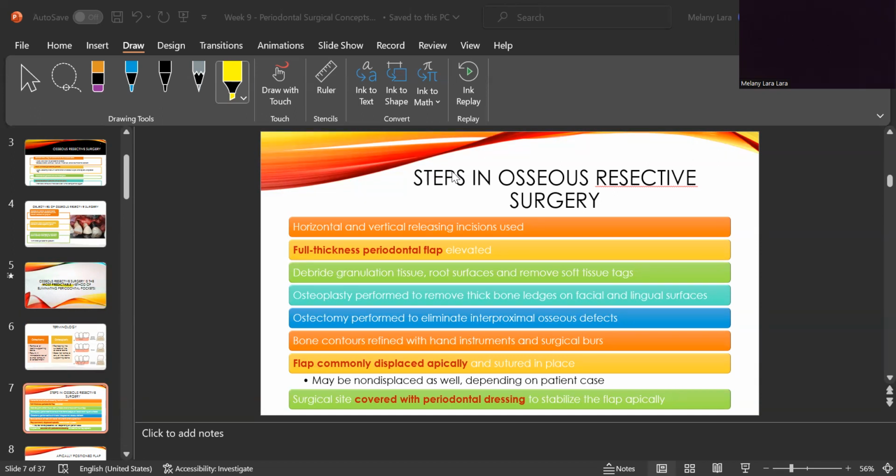Okay, just because this isn't technically a flap for access procedure, they're still going to go in and scale those teeth that are affected. Okay, we're already in there. We're cleaning everything up. And then they're also going to remove soft tissue tags, just to make sure the tissue's nice and cohesive, so that when they suture it in place, everything lays down nicely. Osteoplasty and ostectomy are going to be performed.